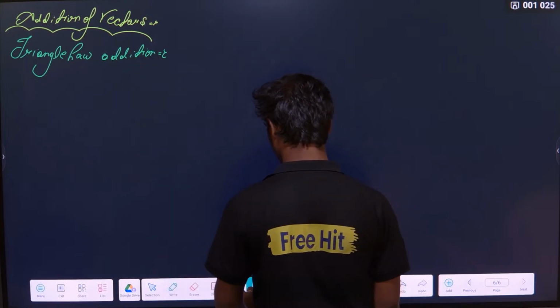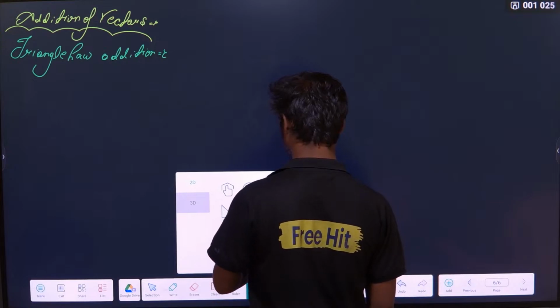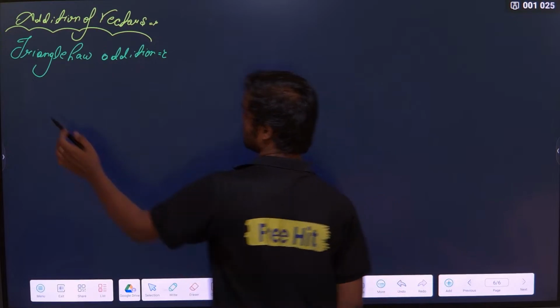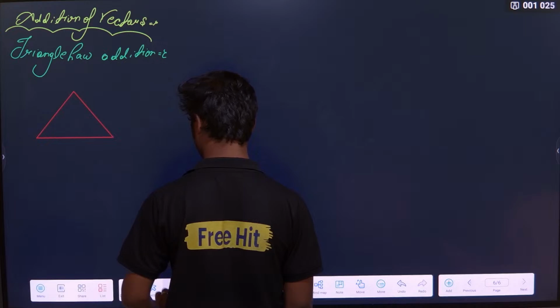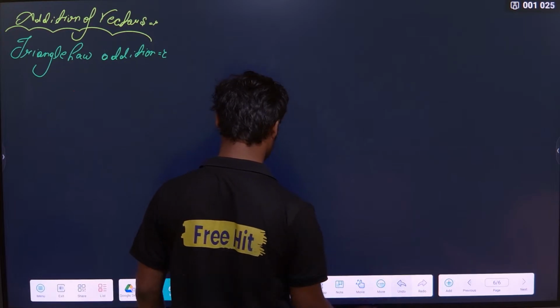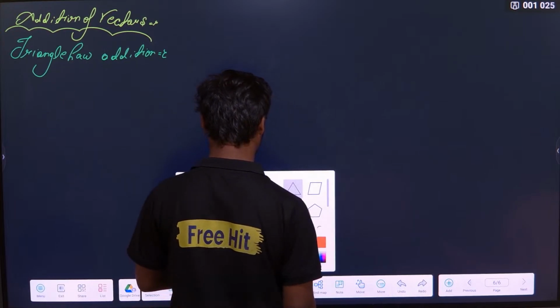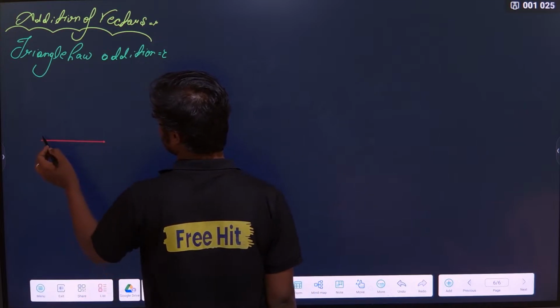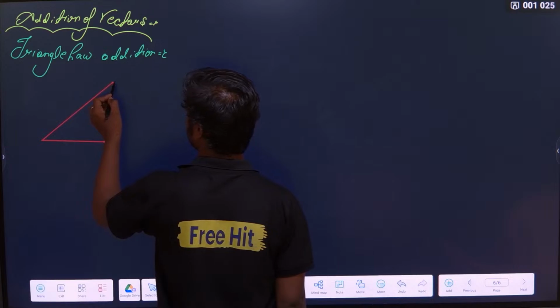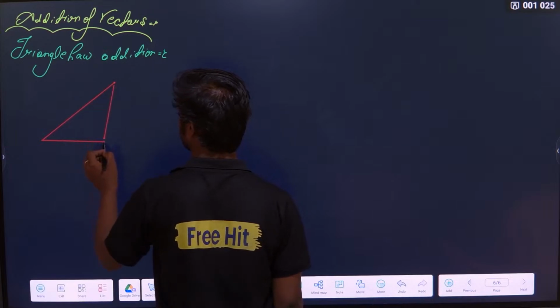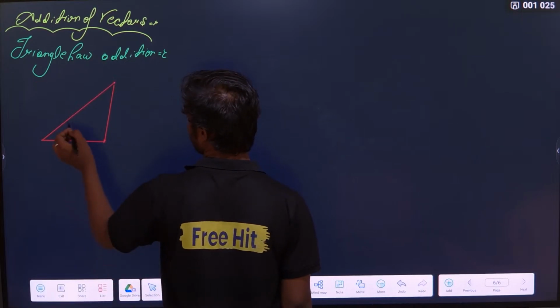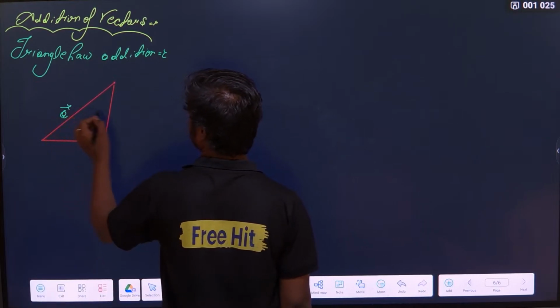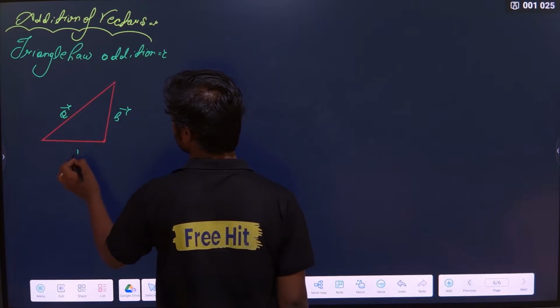Okay, what is the triangle law of addition? Let me try to explain it in a simple manner. Suppose this is a triangle, or let me draw it for clarity. Something like this. Suppose this is my vector A, this is my vector B, and this is my vector C.